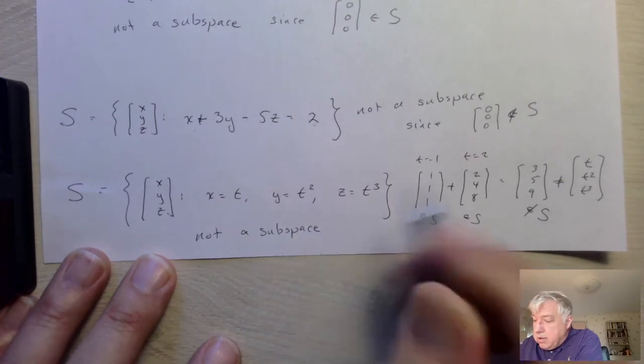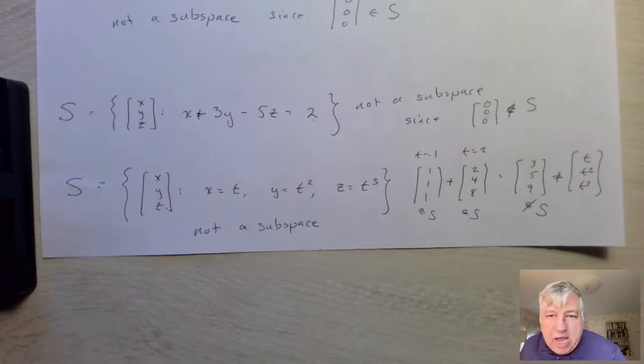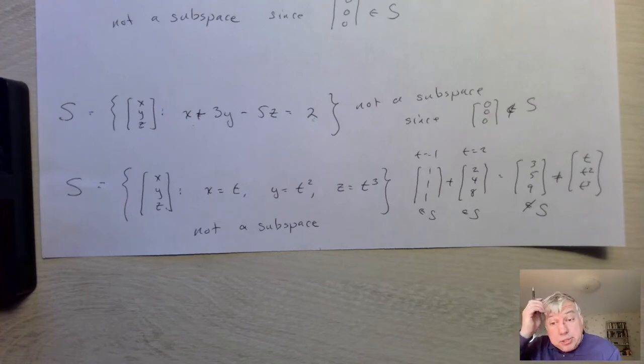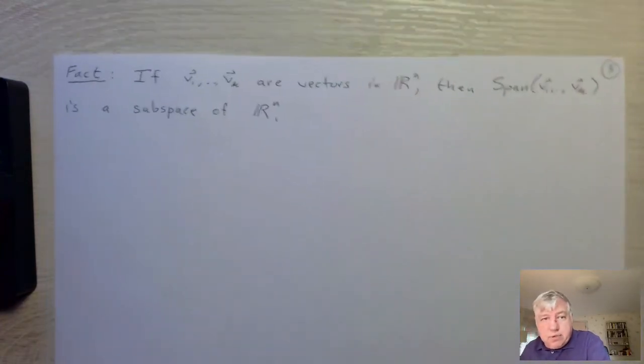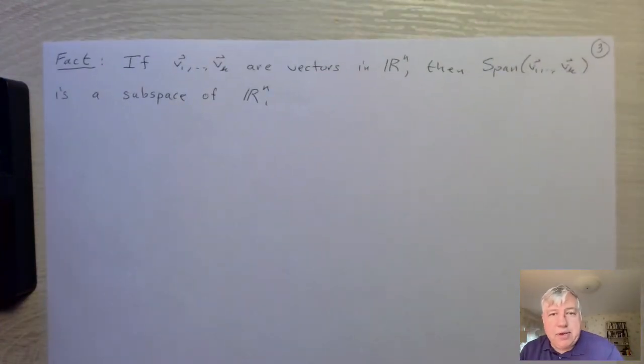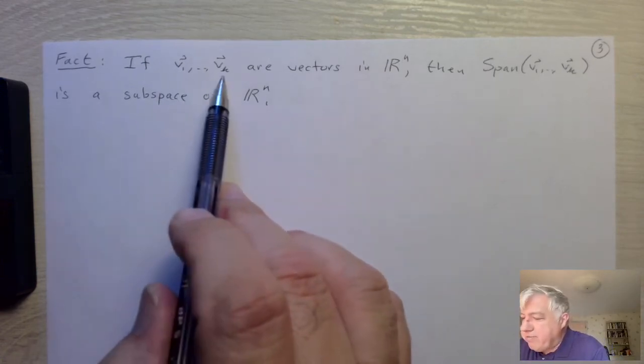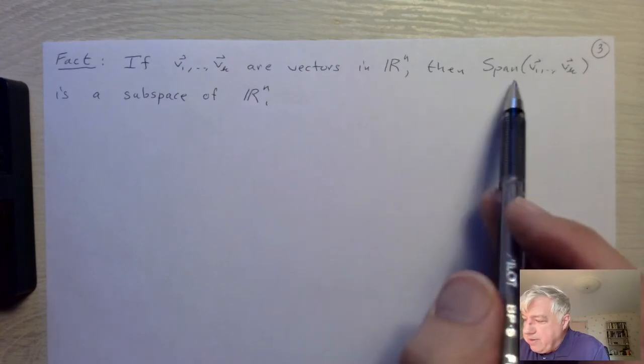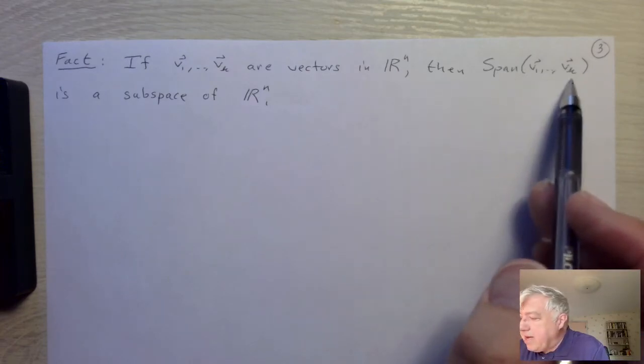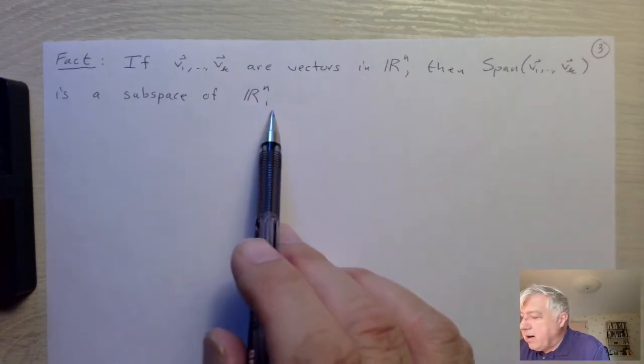And you can check this would not be closed under scalar multiplication either. If you just think about it, you can come up with an example on your own. Then one thing I do want to prove is that the span of a subset of vectors is always a subspace of Rn. That is, if v1 through vk are vectors in Rn, then the span of these vectors is a subspace of Rn.